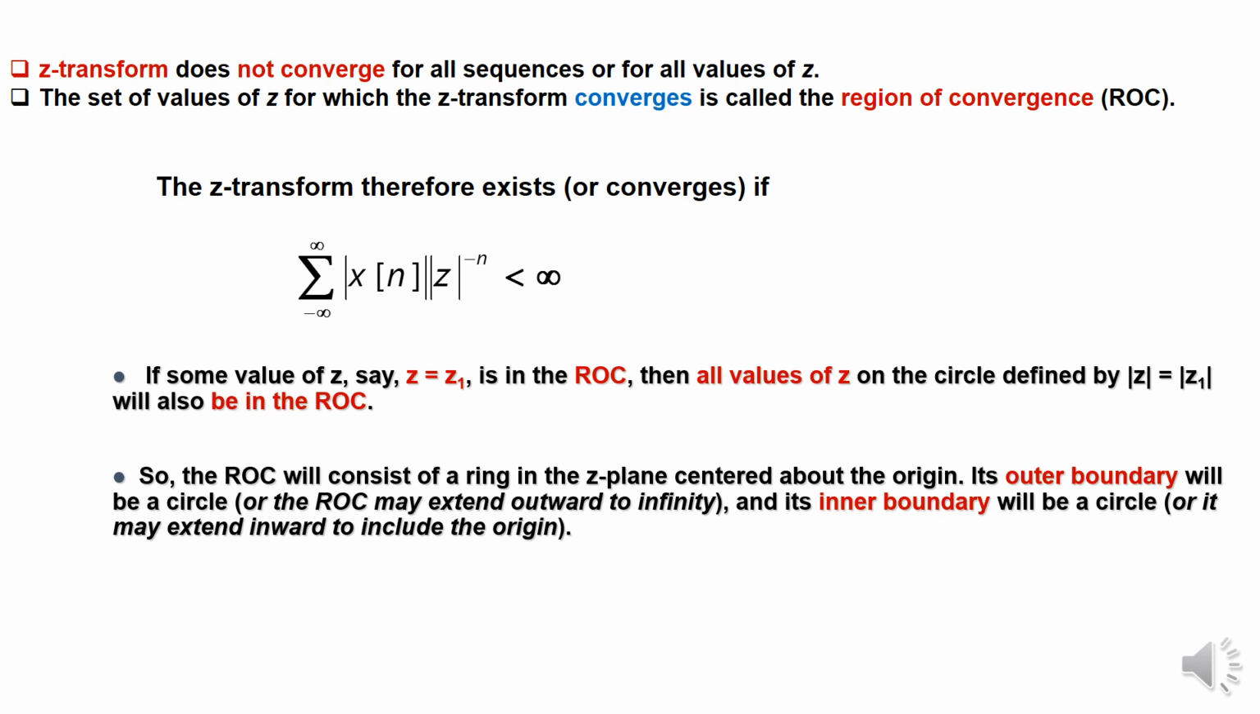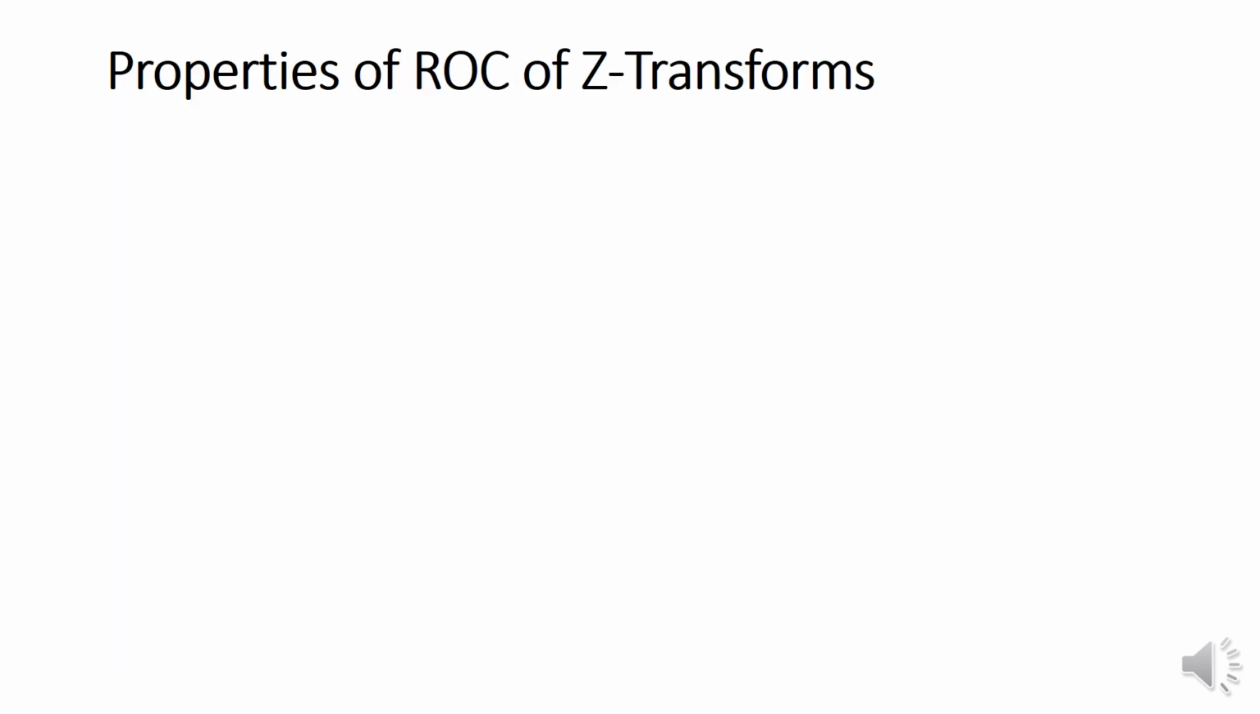So Z is a variable, r e^(jω). It can have any value, but only for certain values of Z will the series converge. That means the Z transform exists only for a set of values of Z. We call that the region of convergence, because it is not just one value of Z. For a region of values of Z, the series can converge. Therefore, we call it ROC, region of convergence. Then we'll take a look at the properties of ROC.